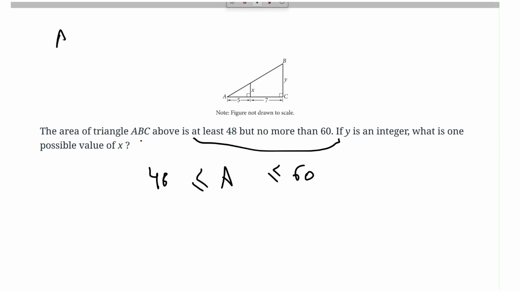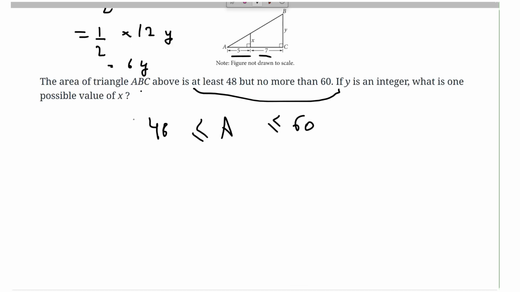So we know that area is equal to 1 by 2 base into height. Here base is equal to the sum of 5 and 7, that is equal to 12, and height is equal to y. So this is equal to 6y. 48 is less than or equal to 6y, and 60 is greater than or equal to 6y. So this is the relation we have found.